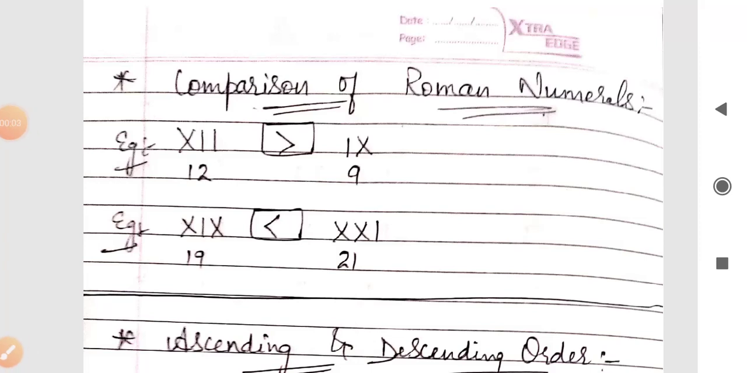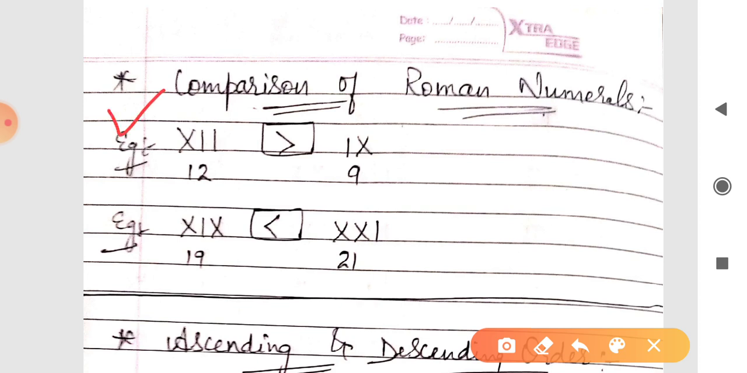Hello students, in this video we will discuss the next concepts of chapter 5 Roman numerals. Comparison of Roman numerals. How can you compare the Roman numerals? We are given two Roman numbers XII and IX.